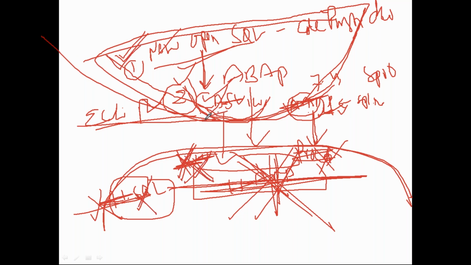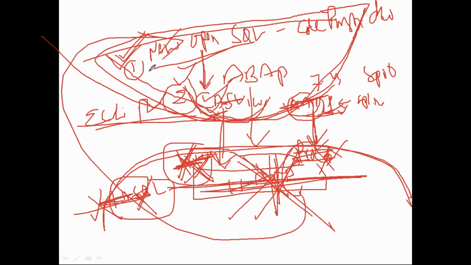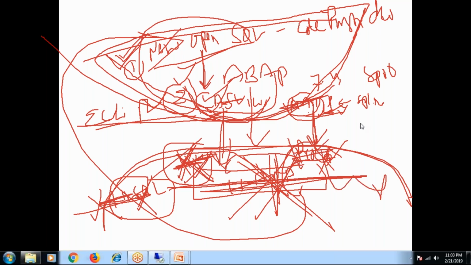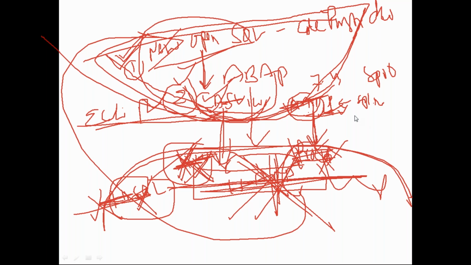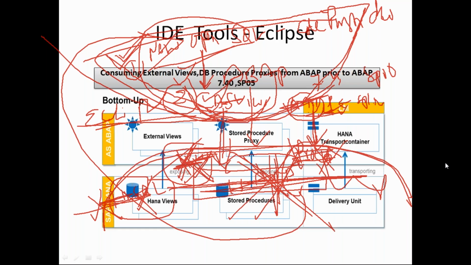HANA views are now replaced with CDS views. HANA procedures are now replaced with AMDP. Internally, a CDS view creates a view in the HANA database, and an AMDP creates a procedure in the database. Earlier, we learned HANA SQL, created the view, created the procedure, and consumed it here. But now these things get created automatically. That's what optimized ABAP means, where our job becomes much easier.